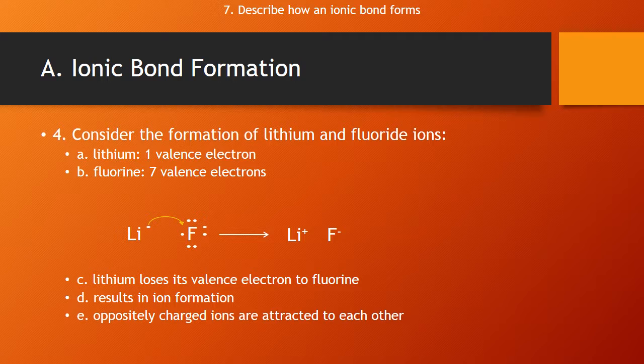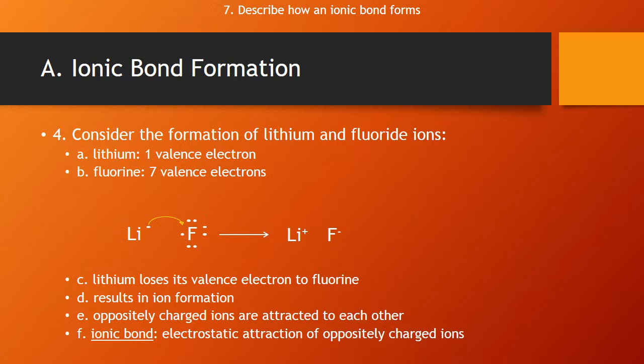These ions are oppositely charged. That means they're going to be attracted to each other. We have all heard the phrase opposites attract. Well, it comes from this right here. Opposite charges attract each other. The lithium ion with its positive charge will be attracted to the fluoride ion with its negative charge. This is an ionic bond. Anytime we have an electrostatic attraction between oppositely charged particles, that's what an ionic bond is. So those two ions will be held together because they're attracted to each other.